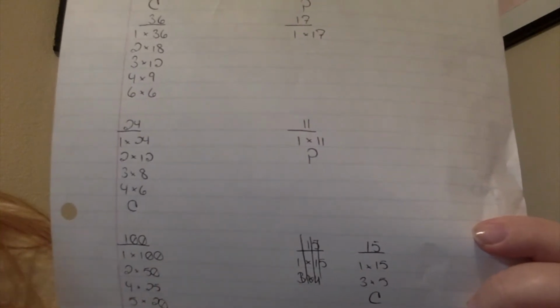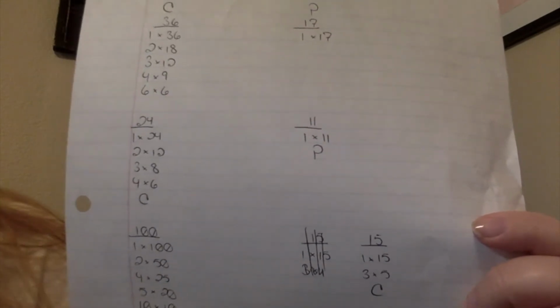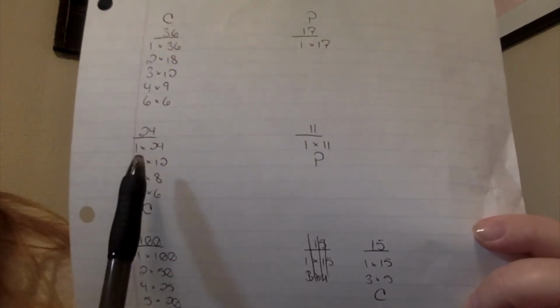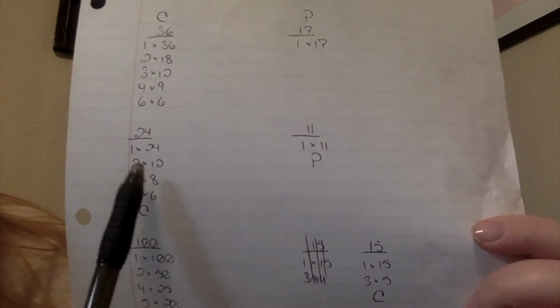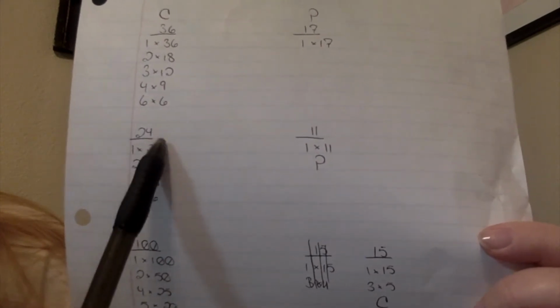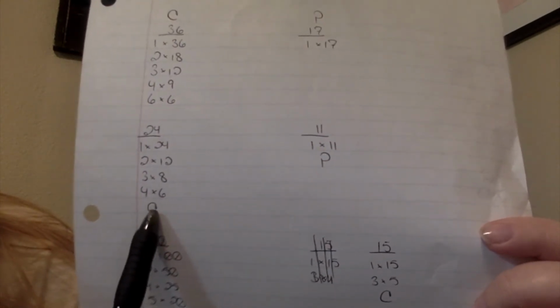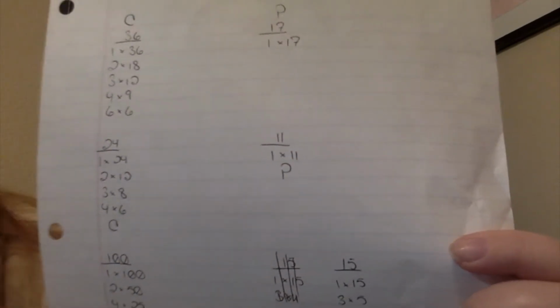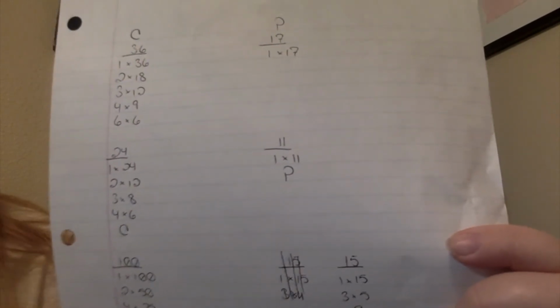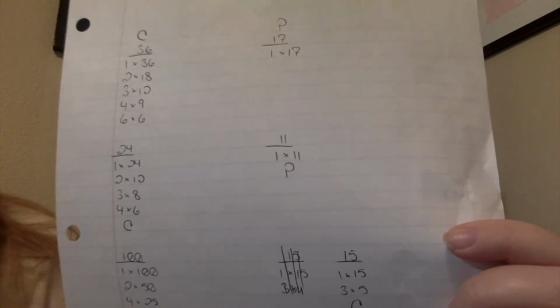If I were to list them as factors only, because remember a pair is like two things, right? So if I were to list them only as factors, I would have 1, 2, 3, 4, 6, 8, 12, 24. And this is a composite number. 11 is a prime number because only 1 and 11, they're the only factors. And if a number only has one factor pair or two factors, it is prime.